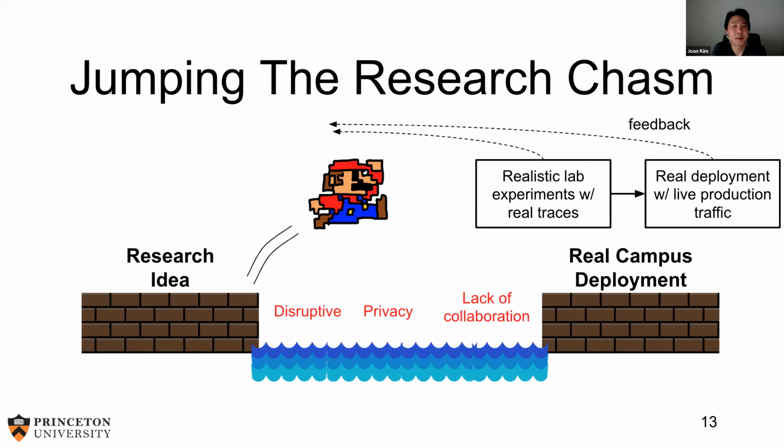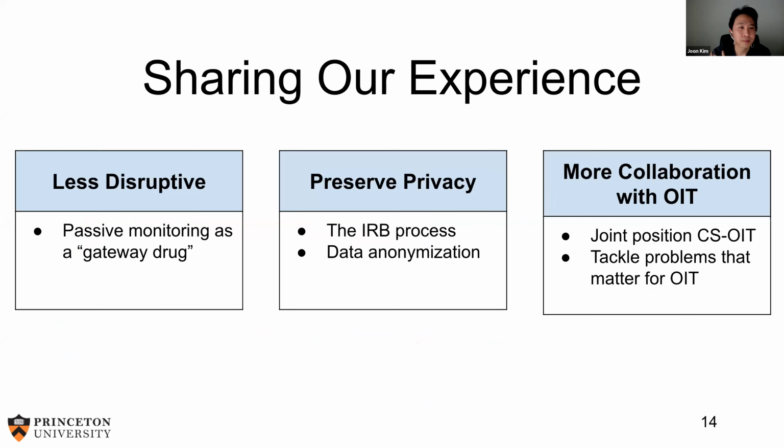So this talk is actually about jumping the chasm between research and real campus deployment, jumping over the disruption, privacy, and lack of collaboration limitations, so that we can finally get to these last two stages and get feedback so that our ideas get refined and get better. And also, of course, help the production network do a better job. Through this talk, we will share our experience while doing so, and I'll try to follow this outline: how to be less disruptive, how to preserve privacy, and how to instigate more collaboration with the IT department.